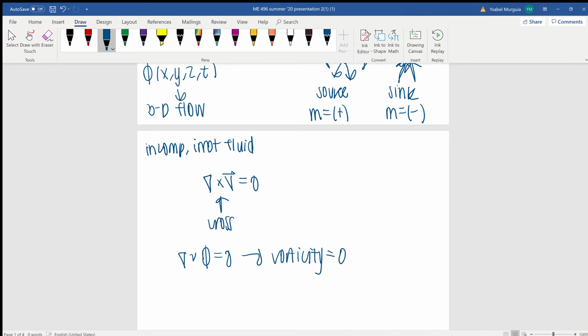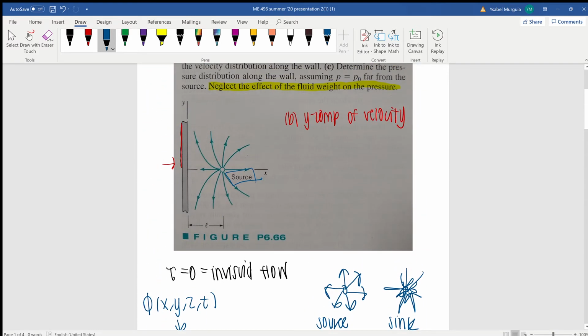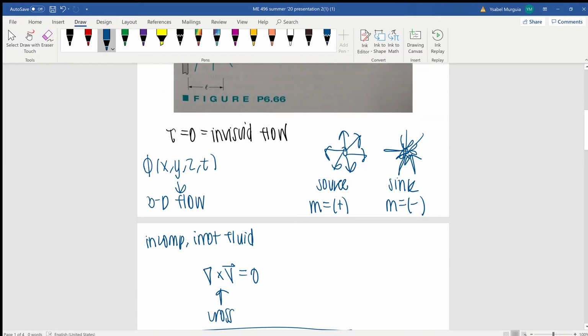Is equal to 0, so there's no rotation. If this vorticity was not equal to 0, then we could not use this Laplace equation. And this is just a little bit of background before I go into solving the problem. I think we are ready to solve though.